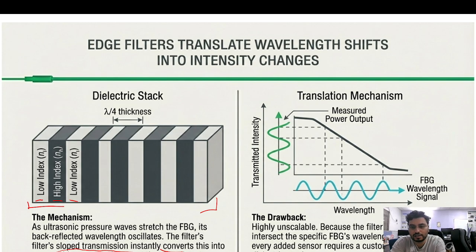Whereas another thing is the translation mechanism, where the transmitted intensity and the wavelength have a measured power output, and the FBG wavelength signal is mentioned here. Then the drawback is that it is highly unscalable because the filter must precisely match the specific FBG's wavelength. Every added sensor requires a custom engineered dielectric stack.